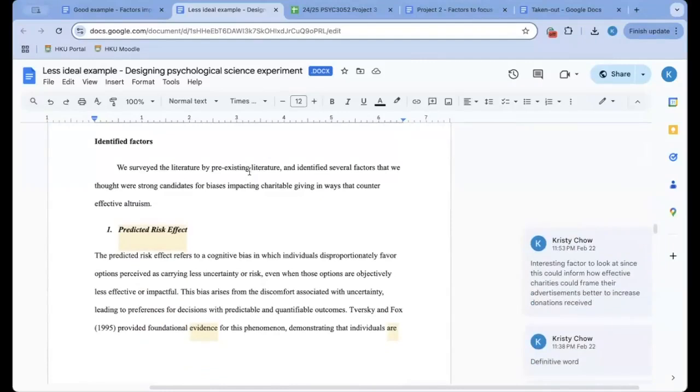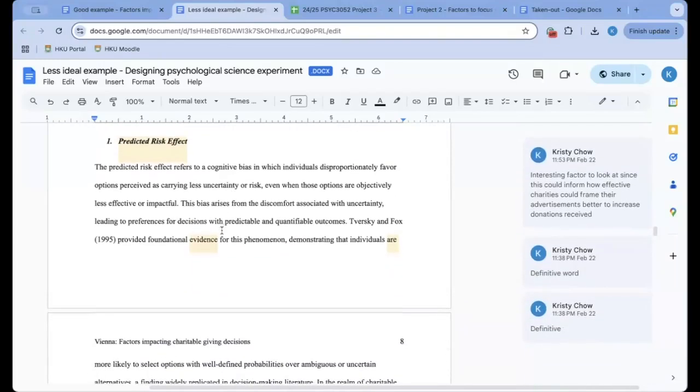On to the identified factors Vienna proposed. They first proposed the predicted risk effect. While this factor could potentially be quite informative because it could tell how effective charities could frame their advertisements to increase donations received.